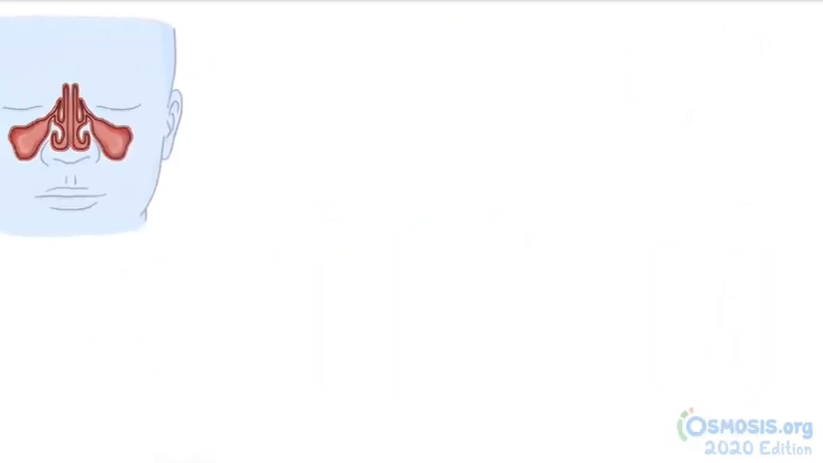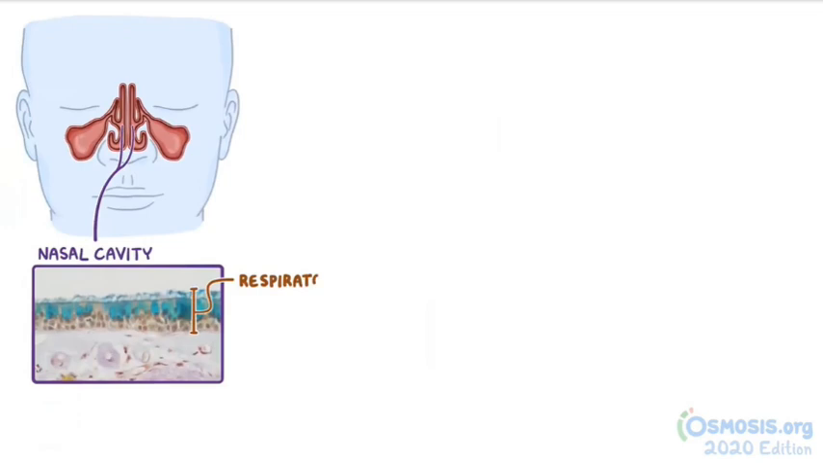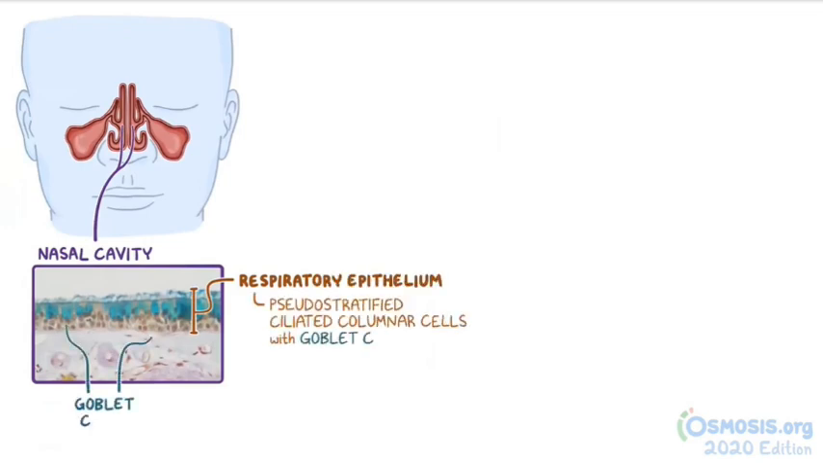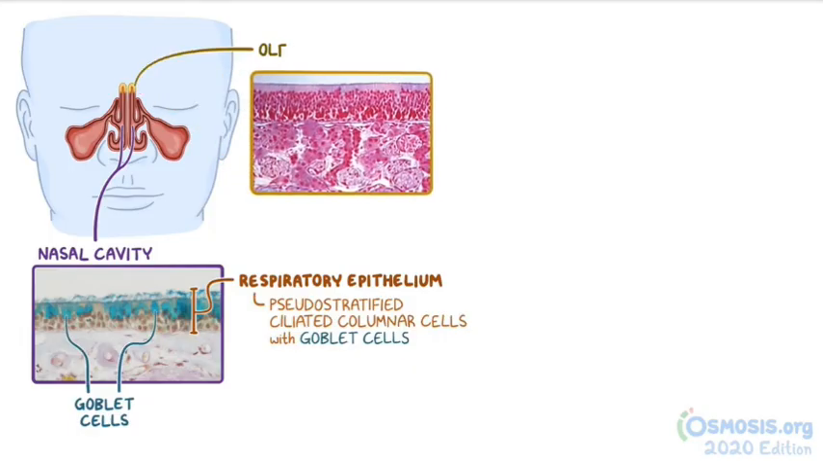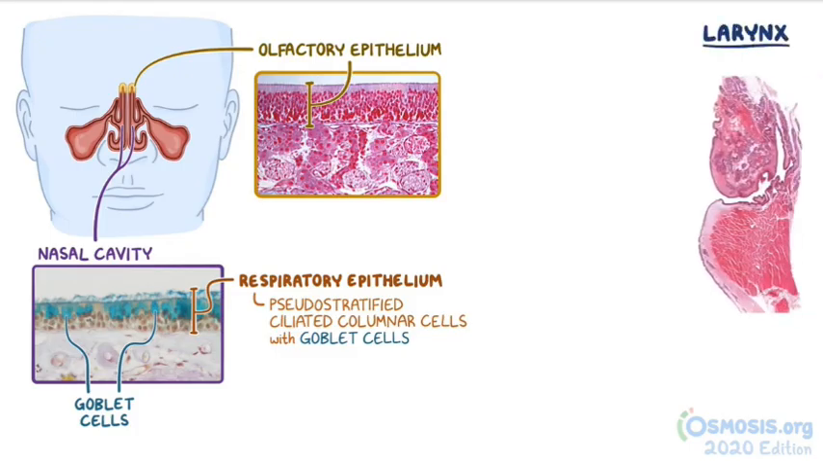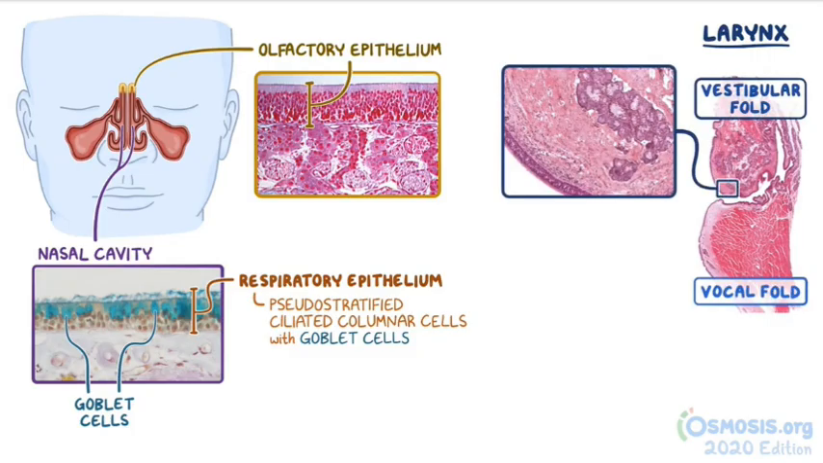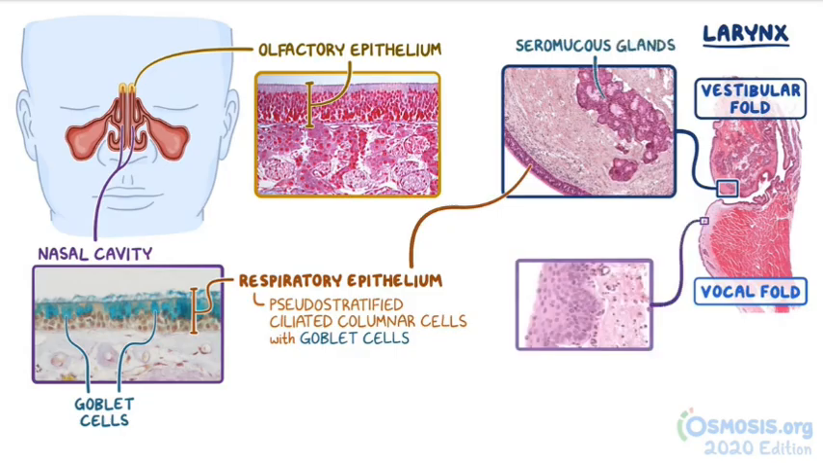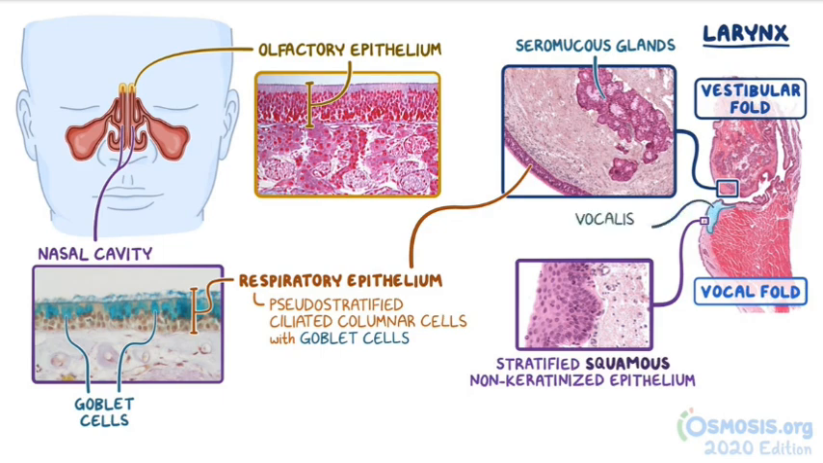Alright, as a quick recap. The nasal cavity is mainly lined with respiratory epithelium, which consists of pseudostratified ciliated columnar cells with goblet cells. But the roof of the nasal cavity will have olfactory epithelium instead, which has a significantly thicker epithelium with modified cilia that function as olfactory receptors. The larynx consists of two folds, the vestibular folds and the vocal folds. The vestibular folds are primarily respiratory epithelium and have a large number of seromucous glands, while the vocal folds have respiratory epithelium as well, and stratified squamous epithelium that covers the vocalis ligament.